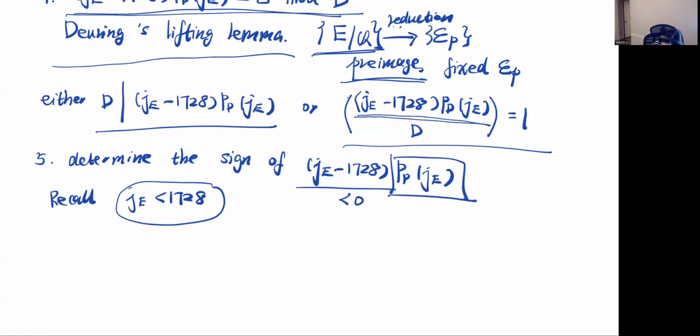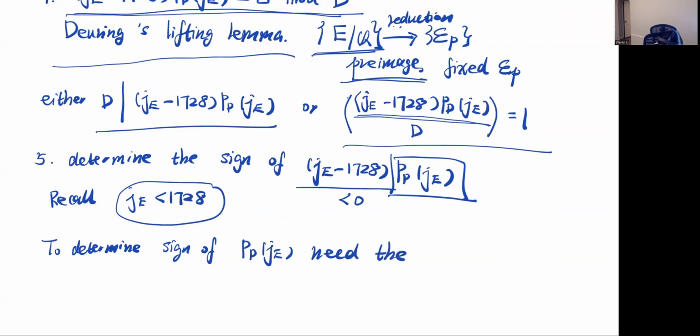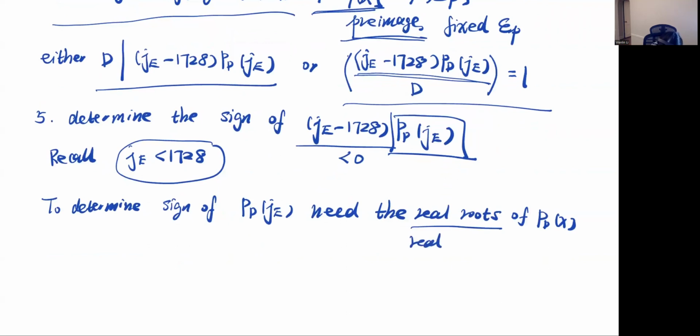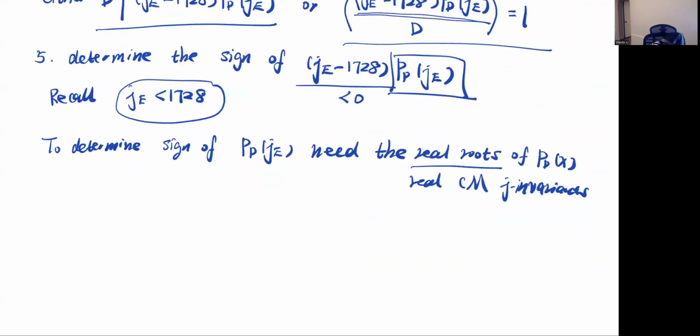Well, to determine the sign of PD of JE, we need to know the real roots of PD, right? And the real roots are exactly the real CM J invariants, which correspond to a CM elliptic curve that's defined over the real numbers.